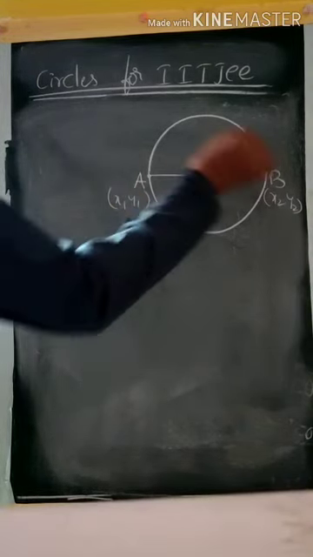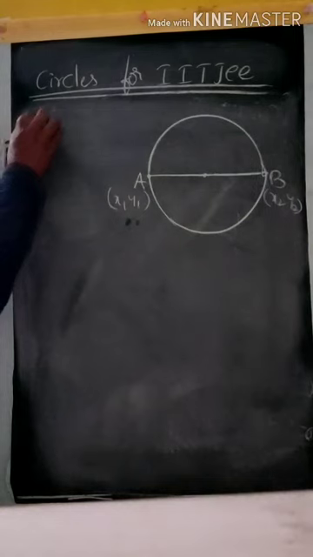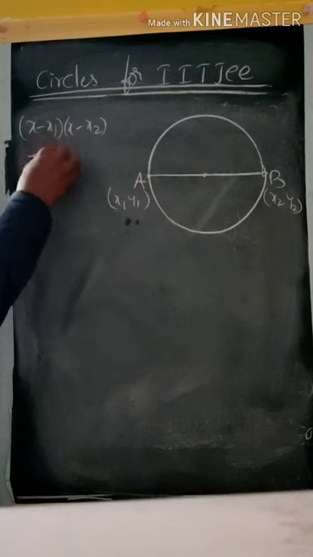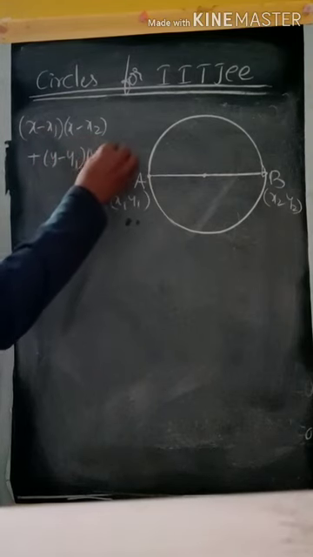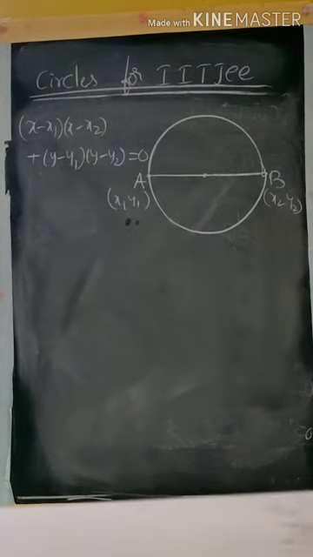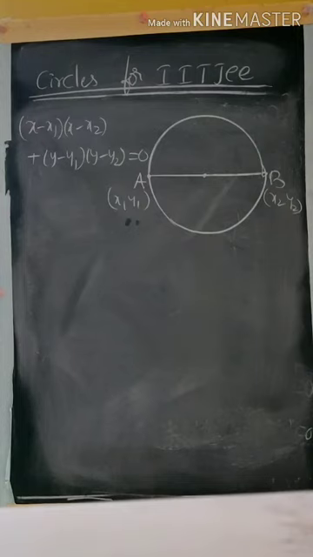If we know the end points of the diameter, then the equation of the circle is x minus x1 into x minus x2 plus y minus y1 into y minus y2 equal to 0. So this is the equation of the circle when you know end points of the diameter. Let us take A x1 y1, B x2 y2. If we know end points of the diameter, how to find the equation of the circle? x minus x1 into x minus x2 plus y minus y1 into y minus y2 equal to 0. So how to derive this equation?